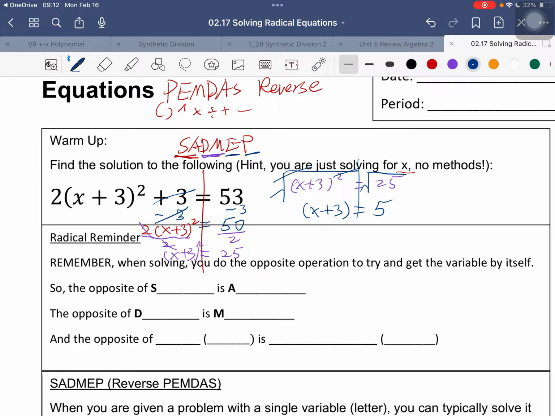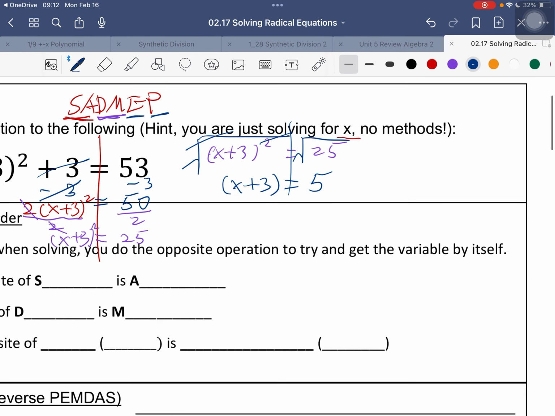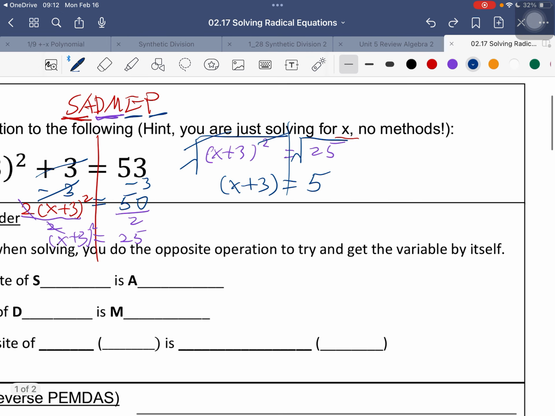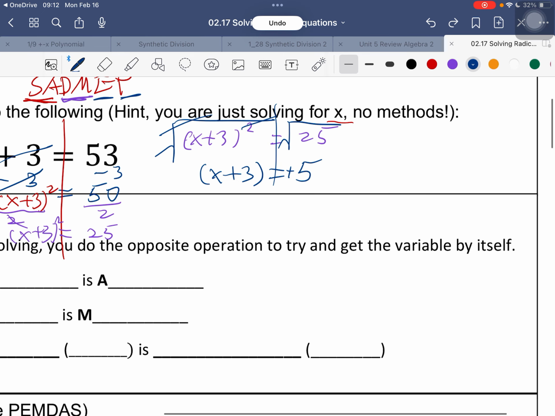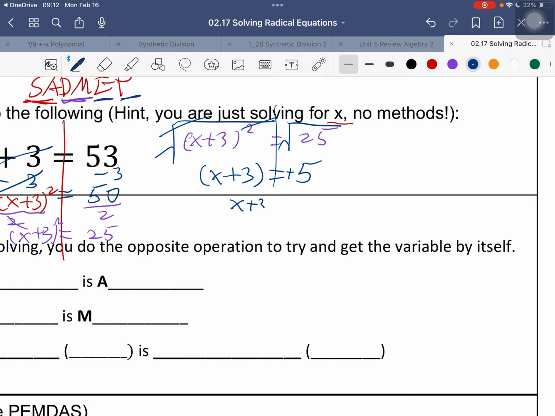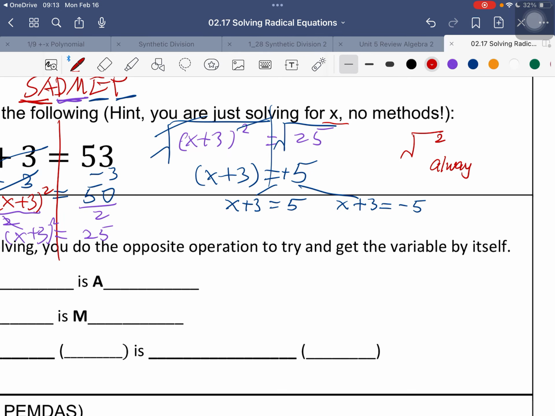However, if you see a square inside the square root, remember, it will always give you a positive and negative number. So x plus 3 equals 5 and x plus 3 equals negative 5. You may take notes. Square root and the square inside always split in two cases.